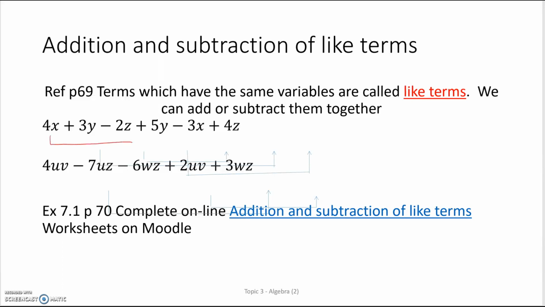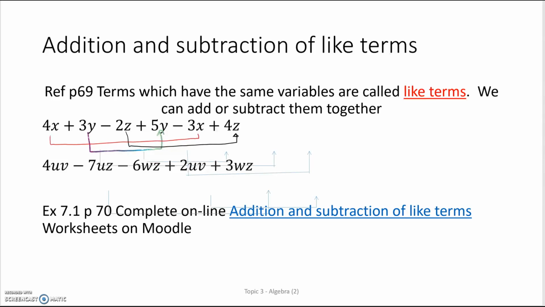We've got 4x and 3x. They are the same kind of term. We've got 3y, we'll do that in blue, 3y and 5y. That's clever, it's changed colour. I didn't realise it was going to change colour. And then we've got some z terms, negative 2z and 4z. So we can collect the ones that are the same.